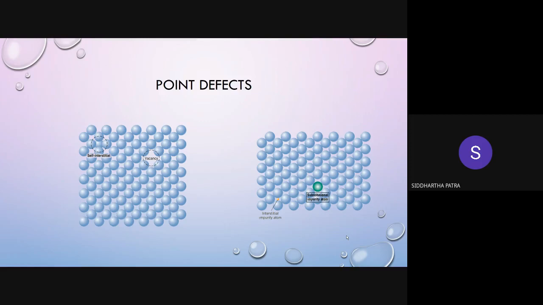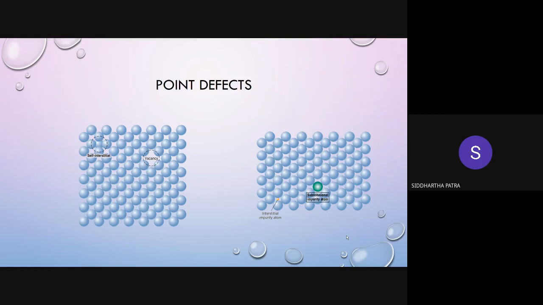If it is smaller, it would have a similar effect as a vacancy. If it is larger, it would have a similar effect as the self-interstitial, on a smaller scale, but a similar effect. So they do produce compressive and tensile fields depending on the size of the impurity atom. So these are the major four types of point defects.